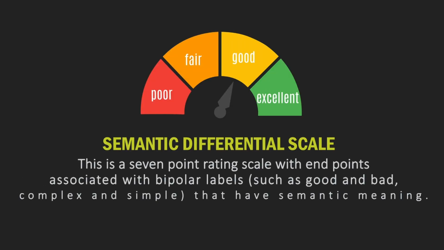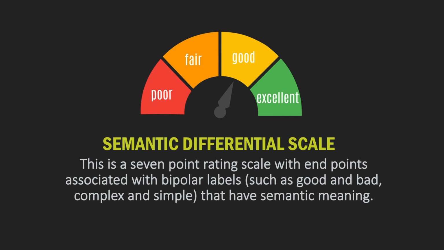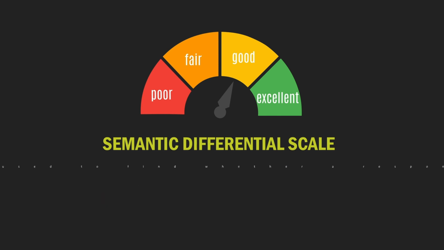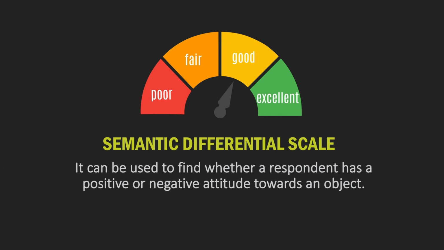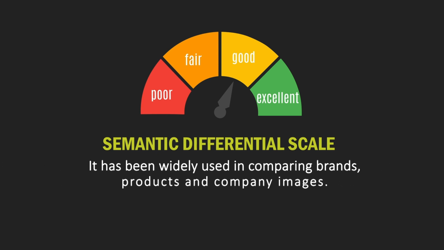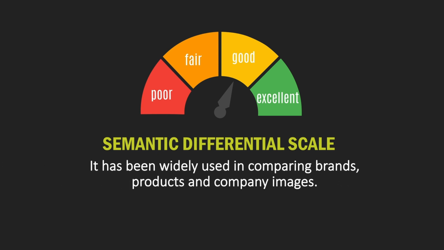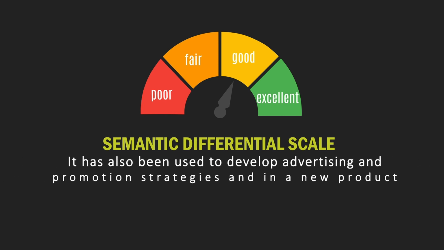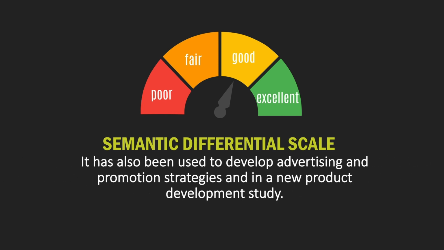So there is a 7-point rating scale on the lines of the Likert scale. We also have 7-point rating scales with endpoints associated with bipolar labels that have semantic meaning, such as good and bad, complex and simple. It can be used to find whether a respondent has a positive or negative attitude towards an object. It has been widely used in comparing brands, products and company images. It has also been used to develop advertising and promotion strategies and in new product development strategy.